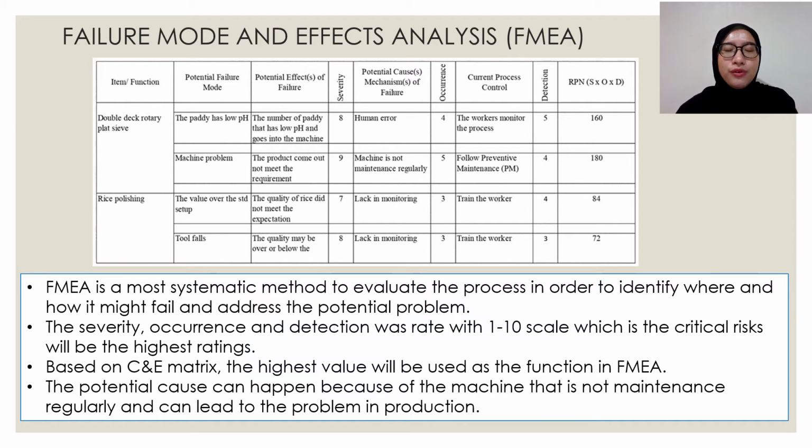Next, the failure mode and effect analysis was being used in the analyze phase. It is a more systematic method to evaluate the process in order to identify where and how it might fail and to address the potential problem. In the cause and effect matrix, the double deck rotary plate sieve and rice polisher have the highest value. So the process is being used as the function in the failure mode and effect analysis. Based on the potential cause, we can see the machine is not maintained regularly, and it can lead to problems in the production.